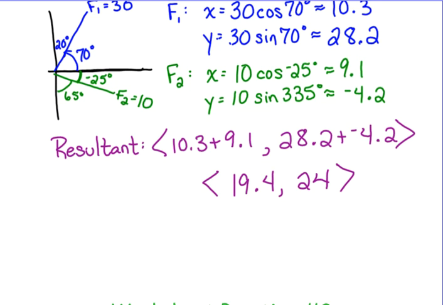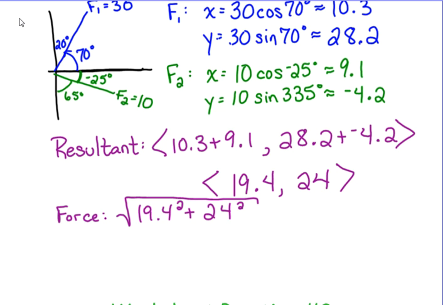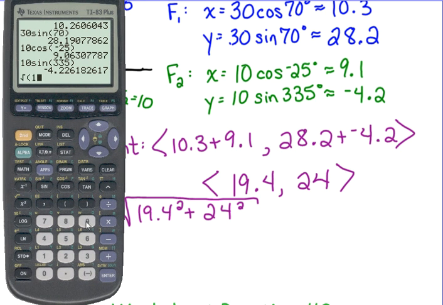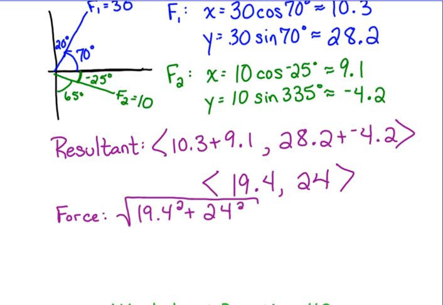But we need its magnitude. We need to know what is this actual force. So we've got the x, we got the y. So we square them, we add them together, and take the square root. So the actual force is the square root of 19.4 squared plus 24 squared. So our actual force is 30.9 pounds.